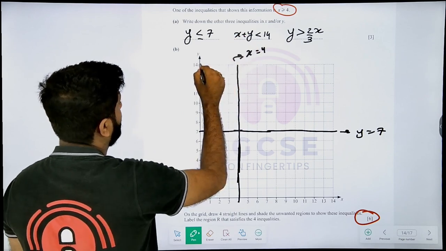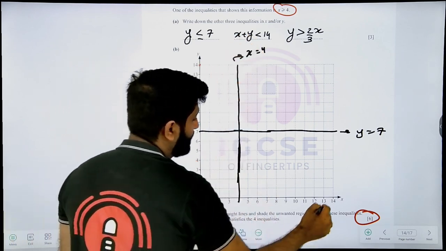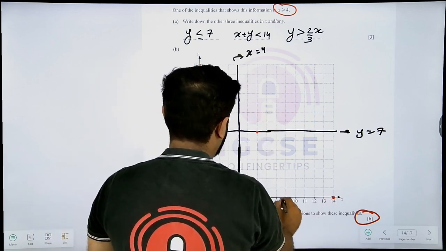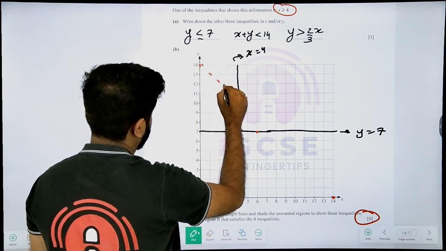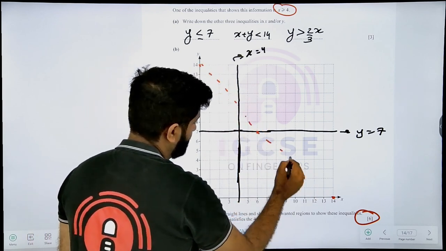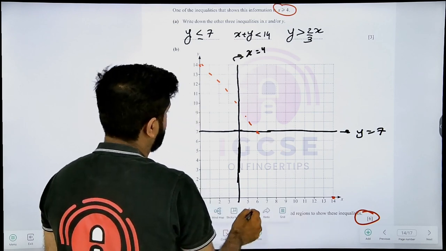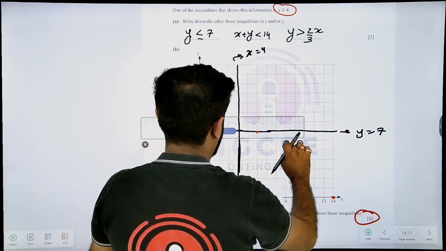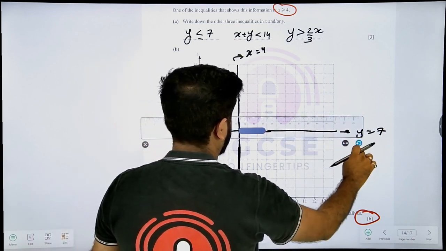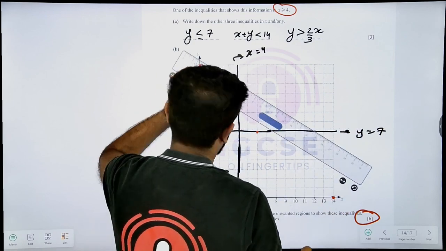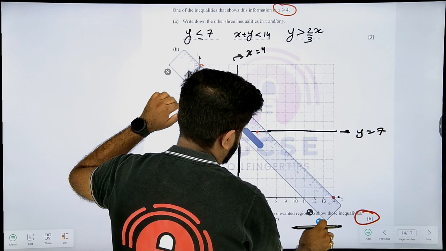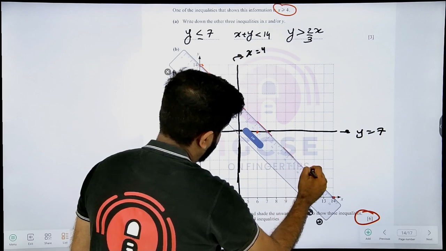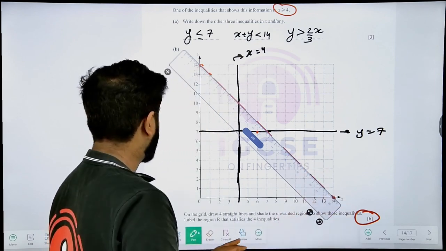So let me substitute. If x is 0, I know y is 14. And if y is 0, I know x is 14. Again, when x is 7, I know y is also 7. So I'll just draw a broken line. Please pardon the line. Let me try to draw this using a scale. Okay, so this is my line.